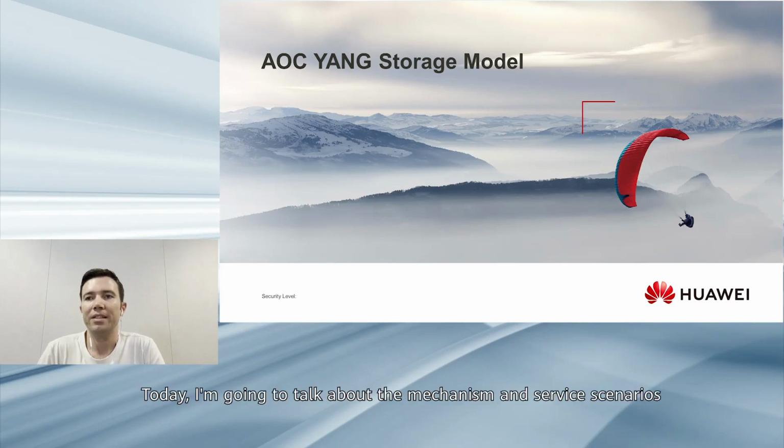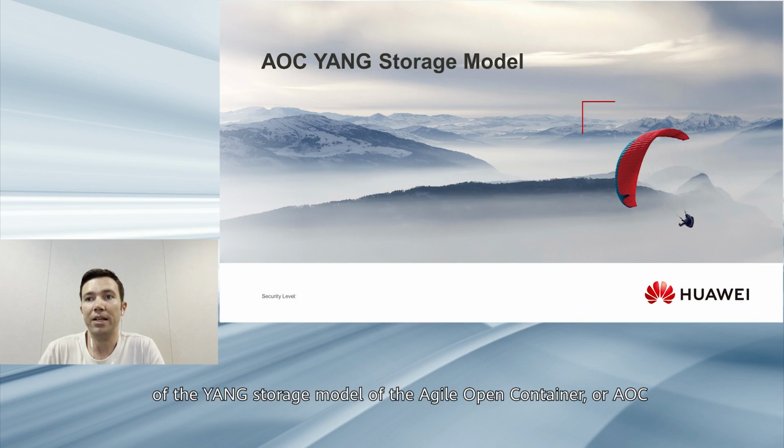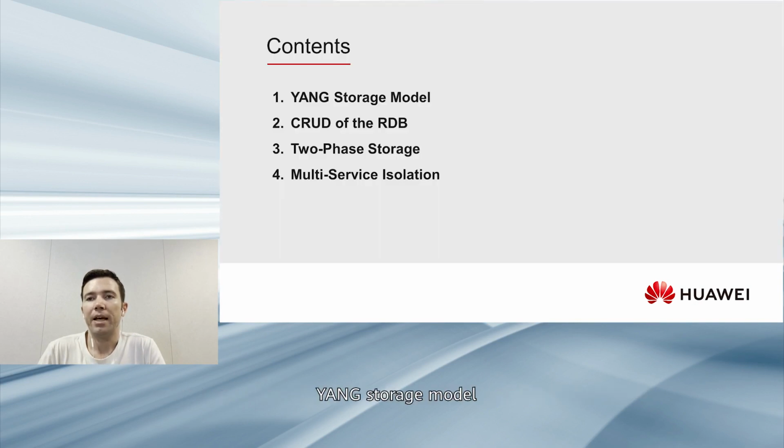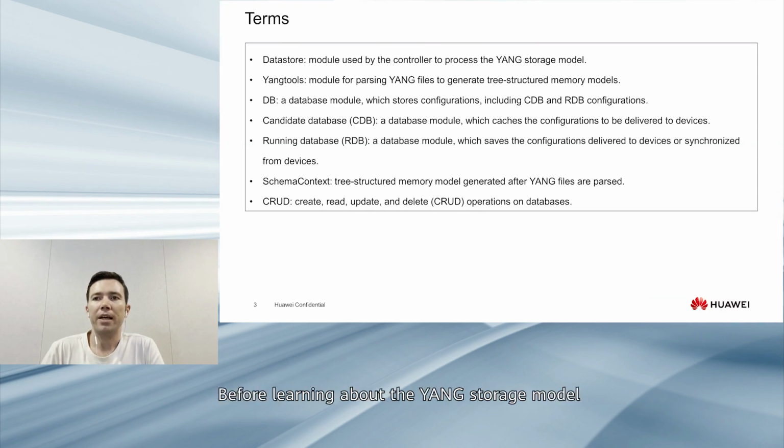Hello everyone. Today I'm going to talk about the mechanism and service scenarios of the Yang storage model of the Agile Open Container, or AOC, from 4 parts. Yang storage model, CRUD of the RDB, two-phase storage, and multi-service isolation. Before learning about the Yang storage model, you are expected to have a basic understanding of the Yang syntax. For details, refer to RFC 6020 and RFC 7950.